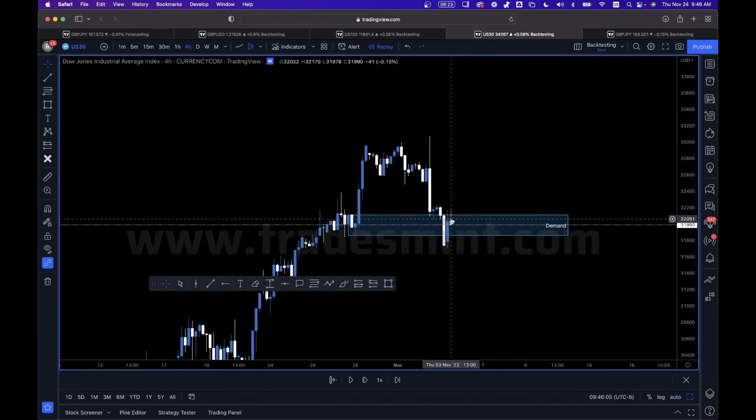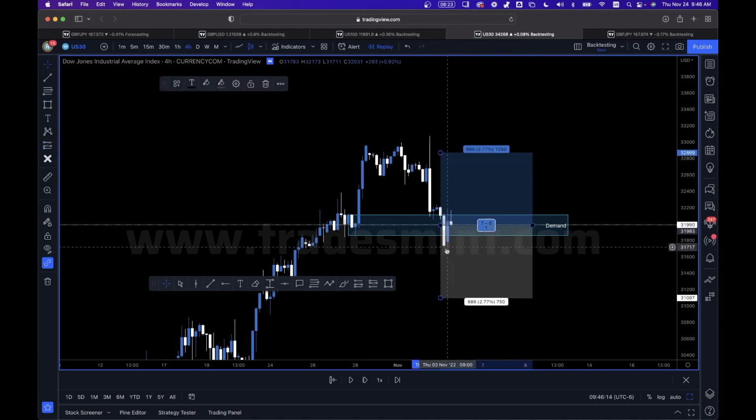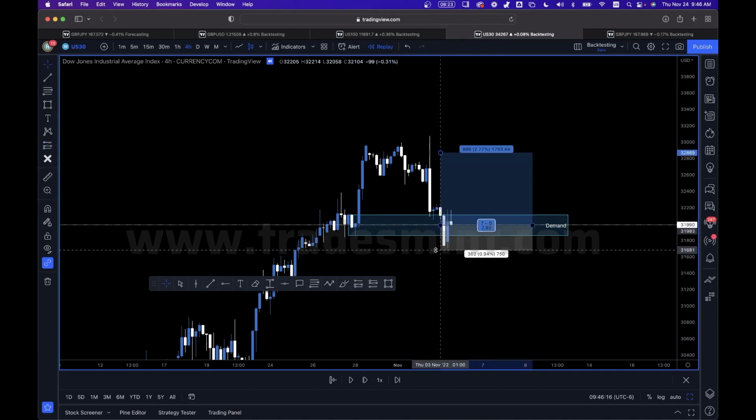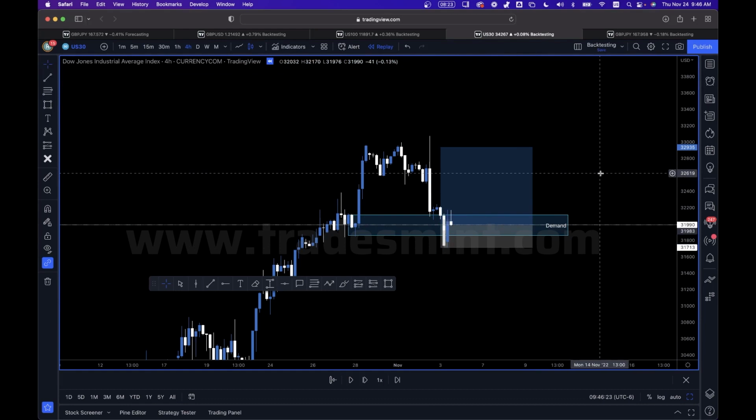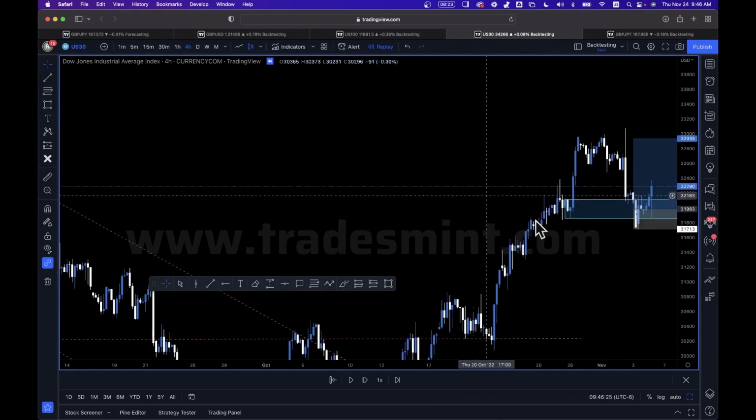Now price comes here, does a tweezer bottom in the demand. If we see this tweezer bottom form, that's all we need to see on the 4 hour. As I mentioned, we're gonna go to the lower time frame, but the 4 hour is strong. That's a 1 to 3. We're just trading from the 4 hour, okay? But we're going to go to the lower time frame, right?